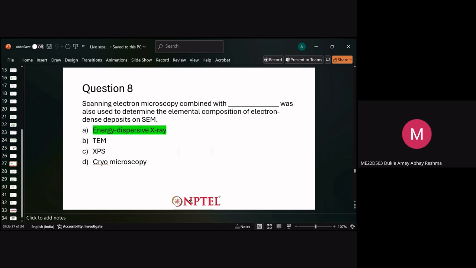So what it does is, basically, when you are using a SEM, there will be backscattered electrons, and the spectra will be generated, the X-ray will be generated. So based on the X-ray that is generated, it detects the elemental composition of the material.